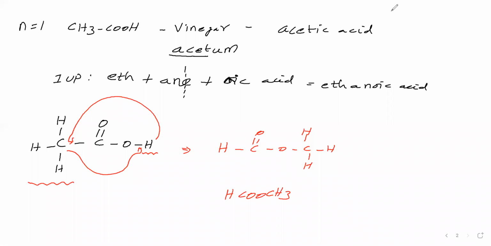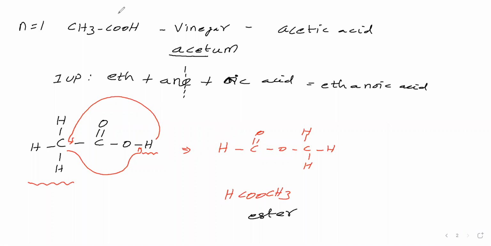What is this called? It is called ester. Here what is the functional group present? Ester is the functional group. This functional group we are calling ester. The other functional group we are calling carboxylic acid. This functional group is called carboxylic acid, and this functional group is called ester.